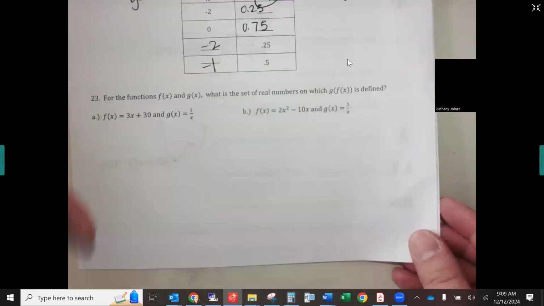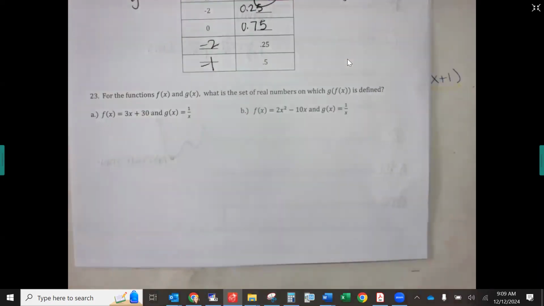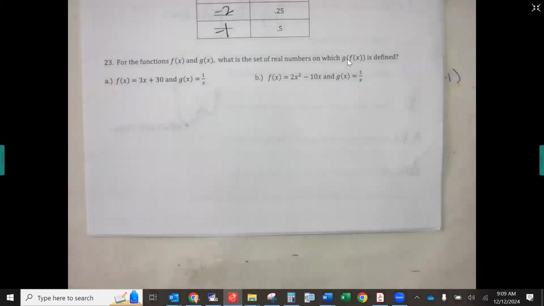All right, y'all, we're starting on the one that we skipped last time. So I don't know if you remember, but we didn't do 23 just because it didn't really go with last time's lesson, and it goes a little bit better with today's. Okay.